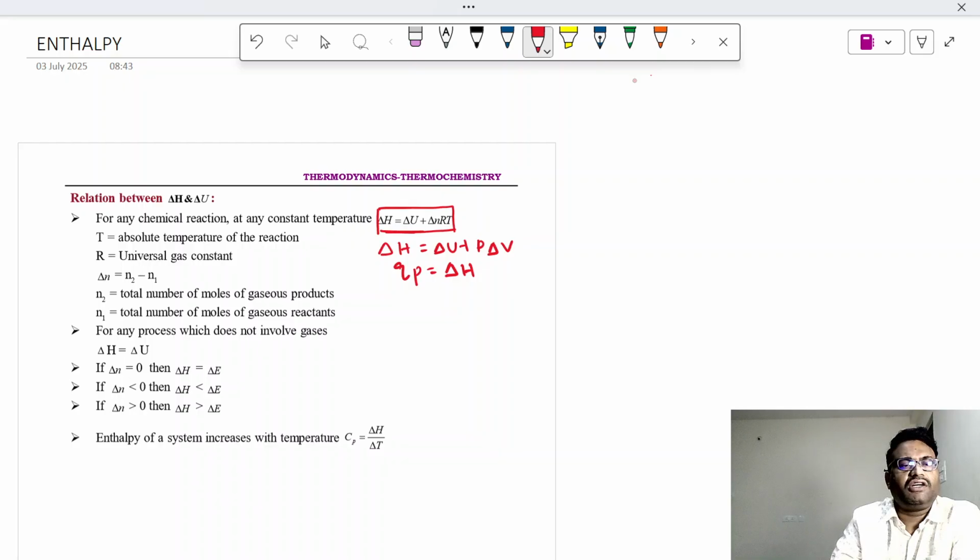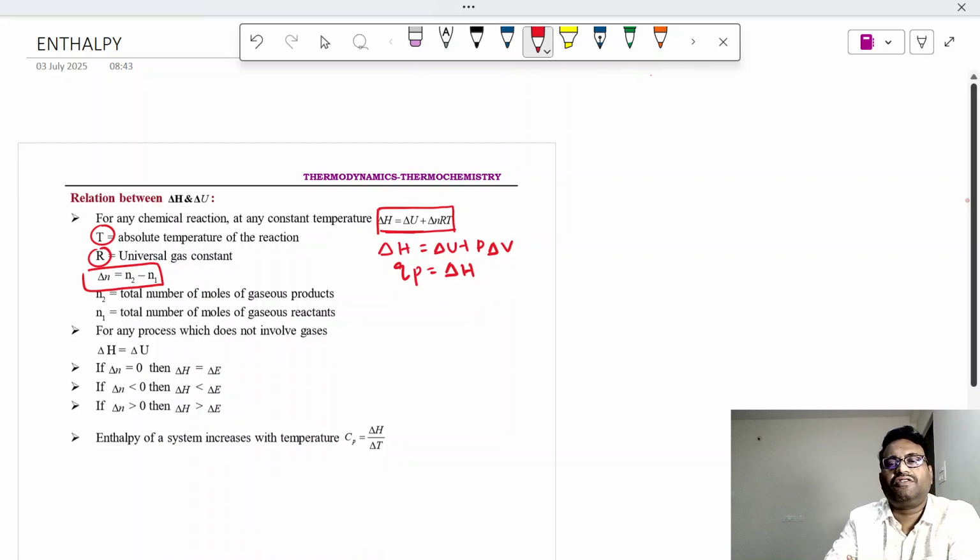So what is delta n? Number of moles of gaseous products minus number of moles of gaseous reactants. R is universal gas constant, T is absolute temperature, these all things you know. Okay. So for example, let us take an equation which involves gases. For example, H2 gas plus I2 gas gives rise to 2HI gas.